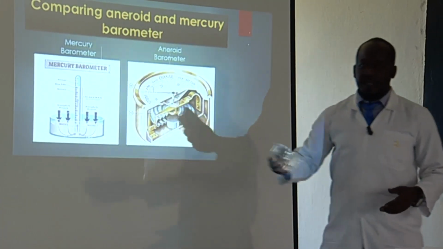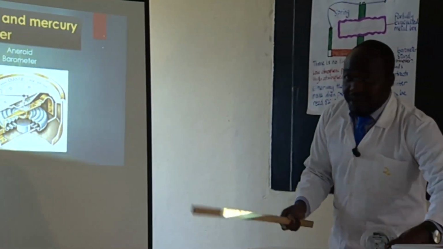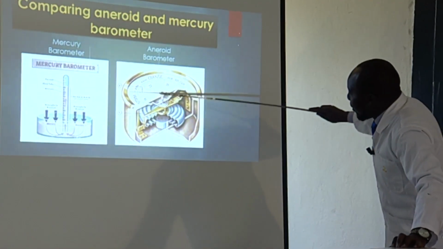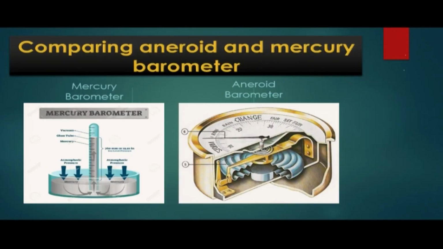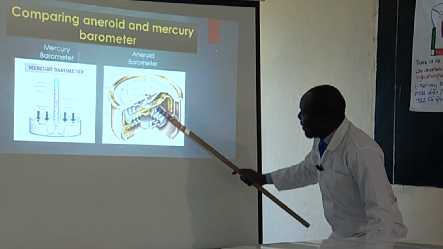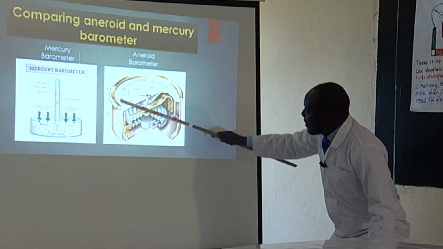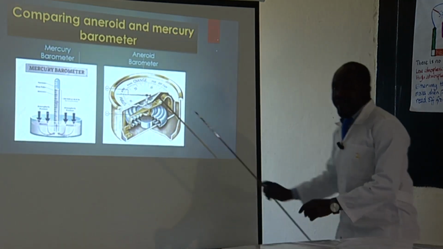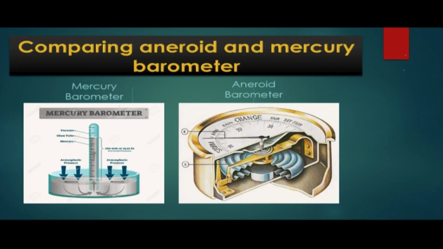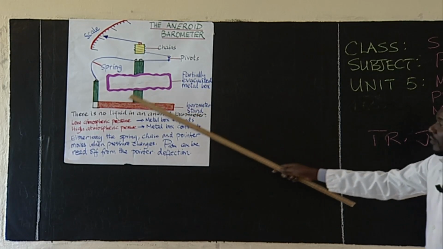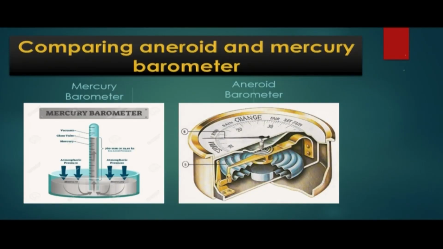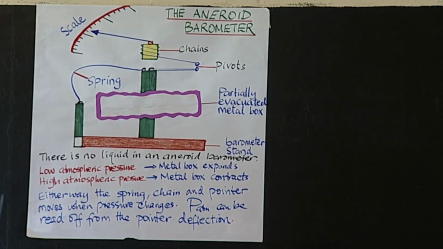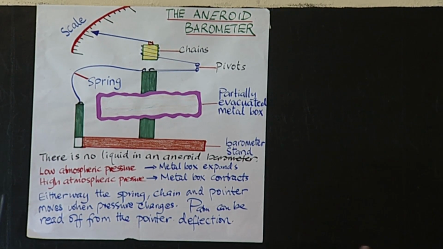Okay? Aneroid barometer. So, as I told you, I have got sort of a cross-section through an aneroid barometer. You can see, like this part here, you have got this, and so many other parts. This is a scale. And so that diagram is right here. I hope you can see it. This diagram is very similar to what you have there. So this is a partially evacuated metal box. So it is a metal box.